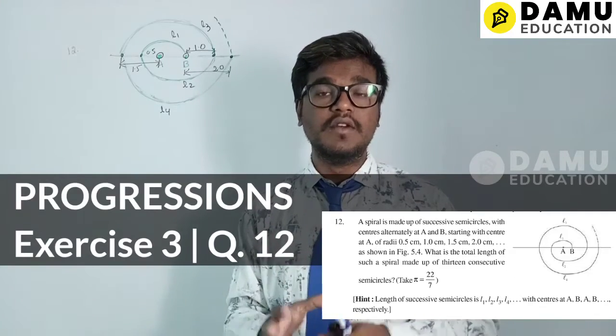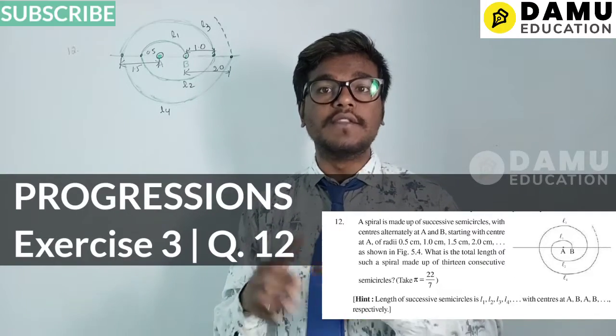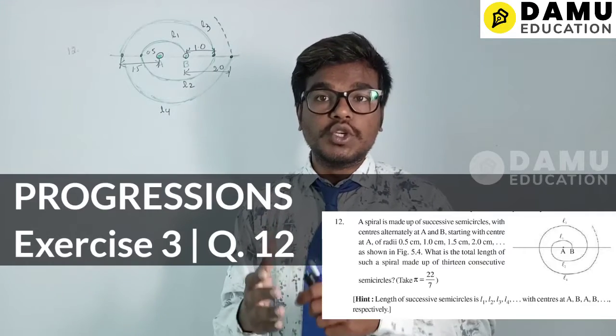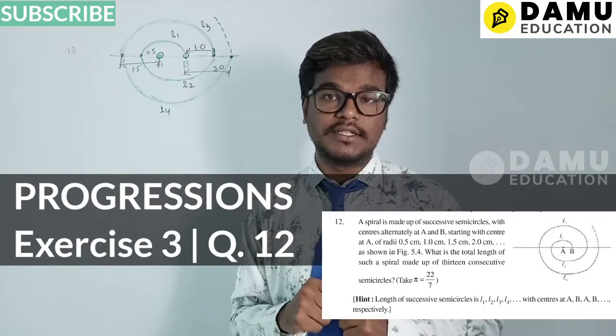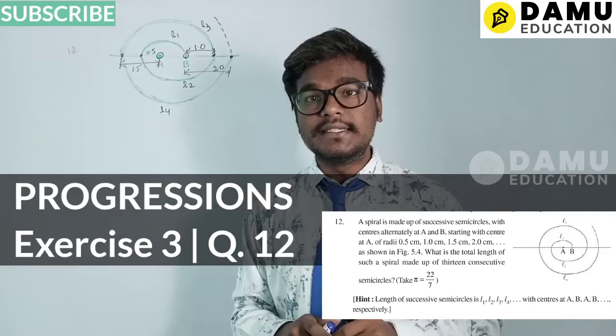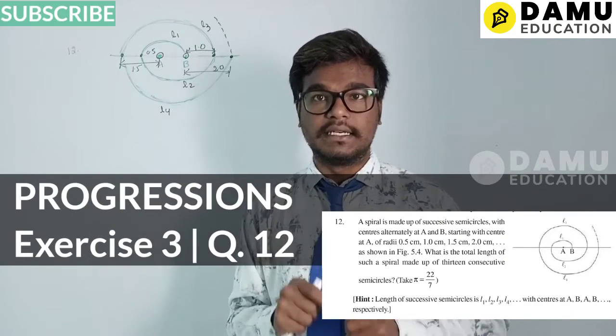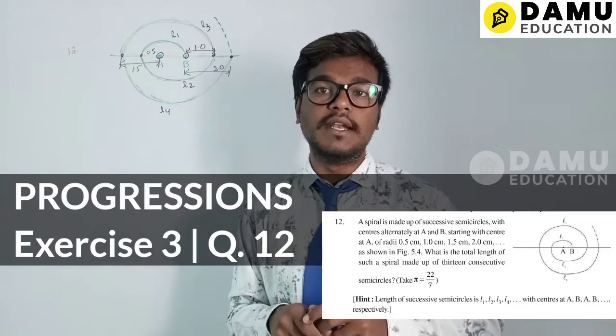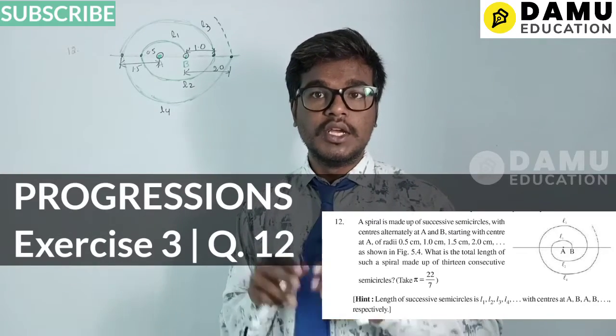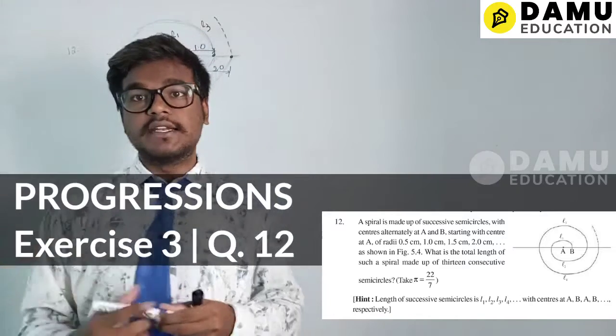So we have to find what is the total length of the spiral wound. So what is the total length? That is what we have to find. But before that, what is the circumference of a circle and what is the length of a semicircle? We should know the formulas before starting our question. So first let's write.